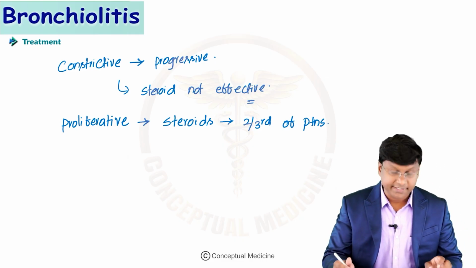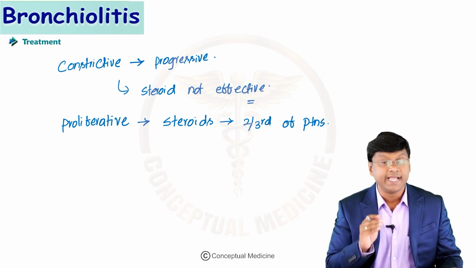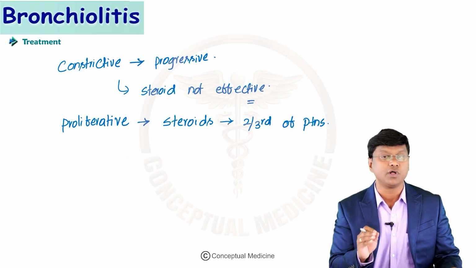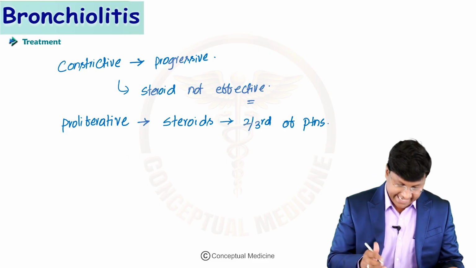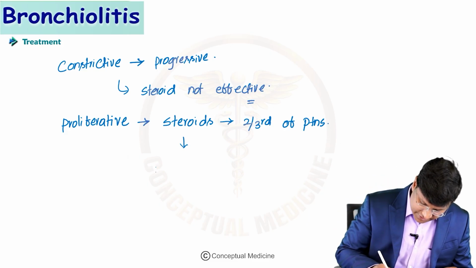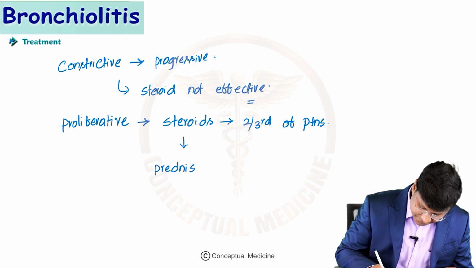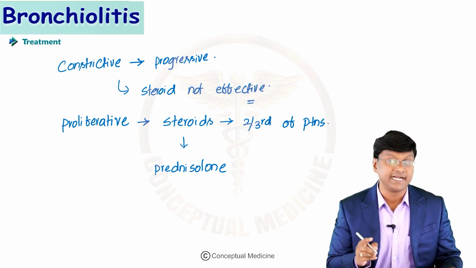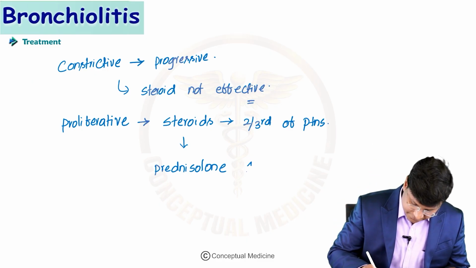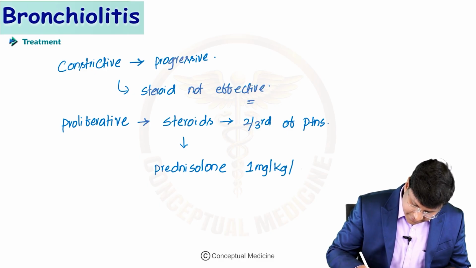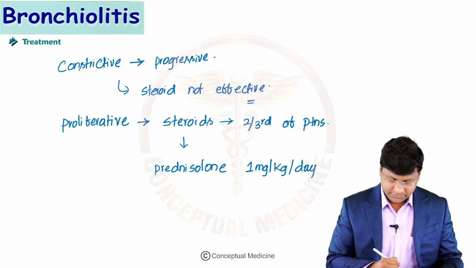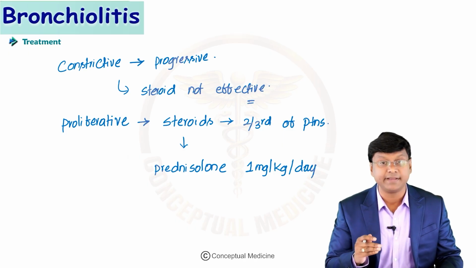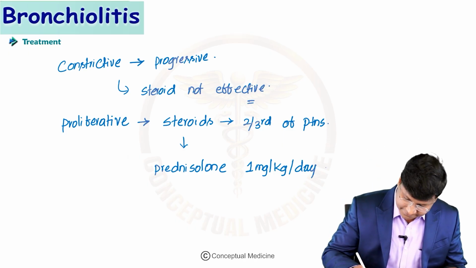The steroids are effective in 2/3 of patients, and the improvement will also be very prompt. The steroid we need to start is prednisolone, and it should be started at a dosage of 1 milligram per kg per day orally.